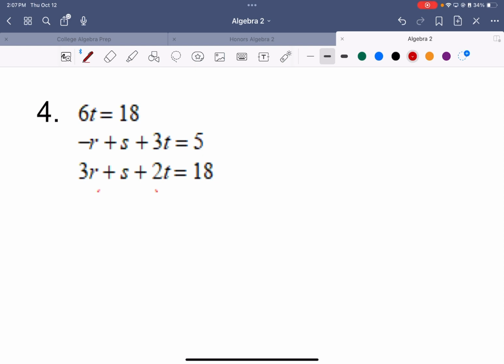Doesn't look like it's going to be as nice as that last one, but not bad. So 6t equals 18. Negative r plus s plus 3t equals 5. And 3r plus s plus 2t equals 18.